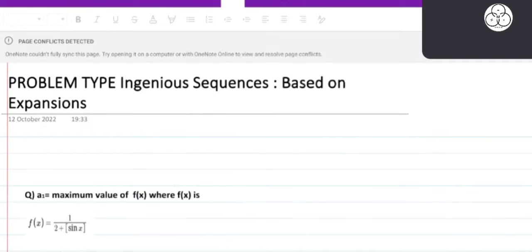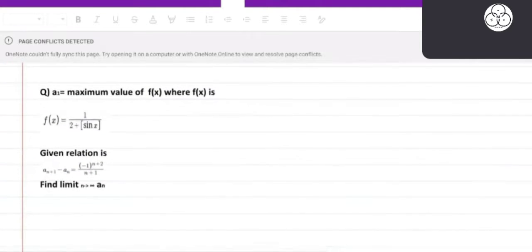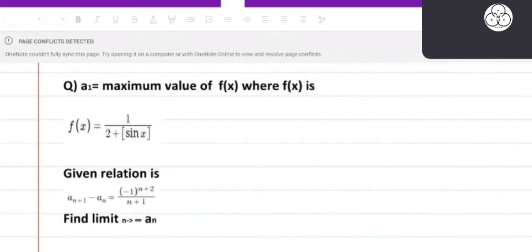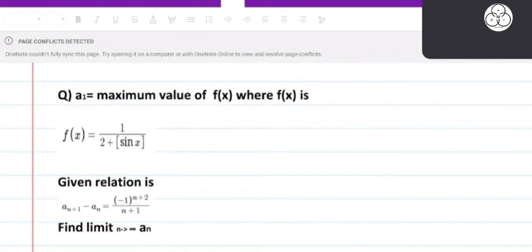So here we are with a very interesting problem type. As you can see, ingenious sequences based on expansions. So what we mean by the title, let's focus on the question. It's a sample question from the problem type.